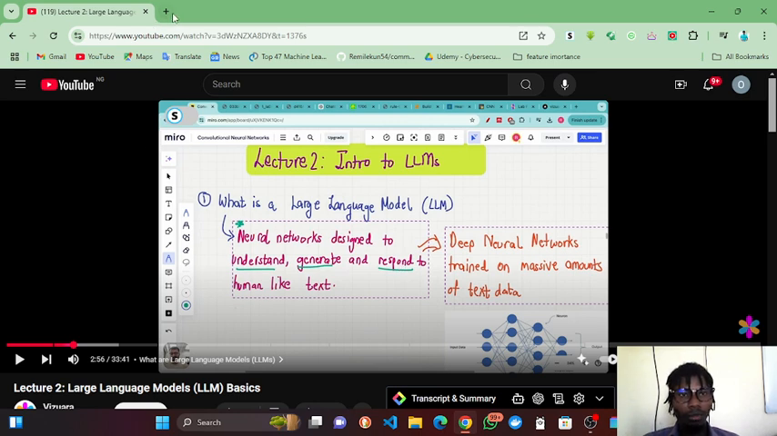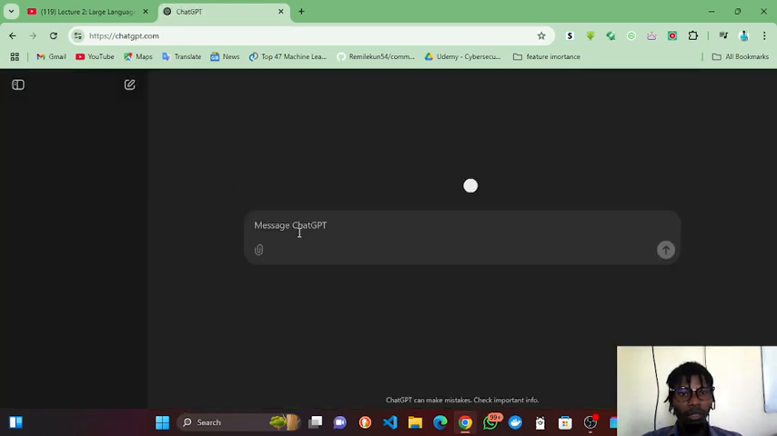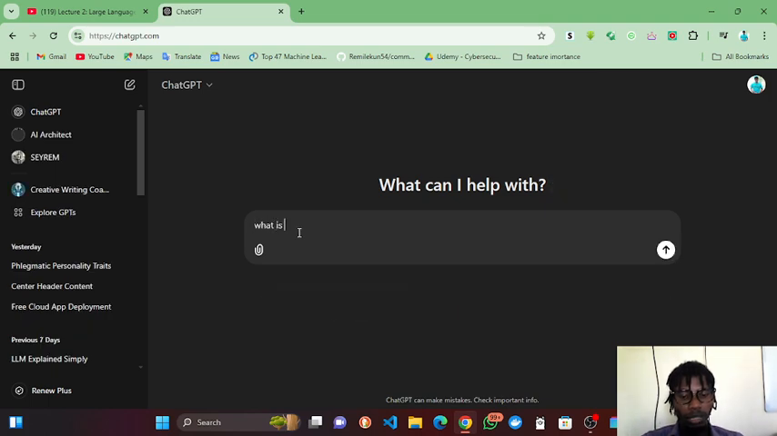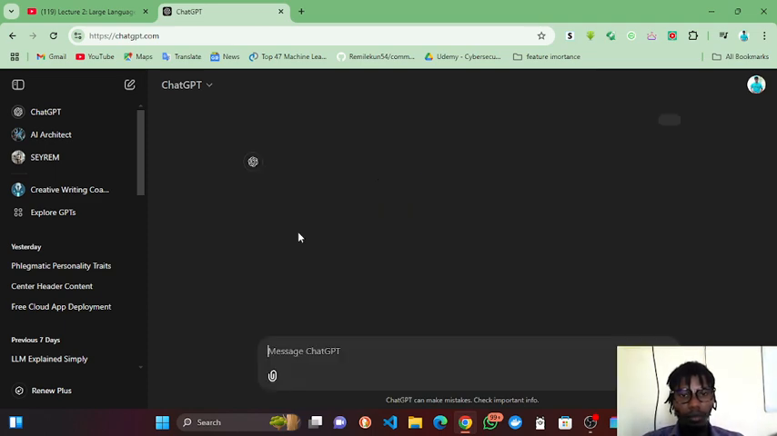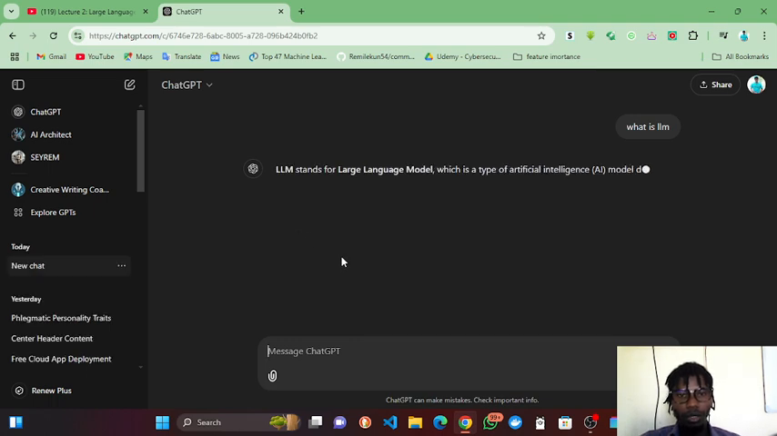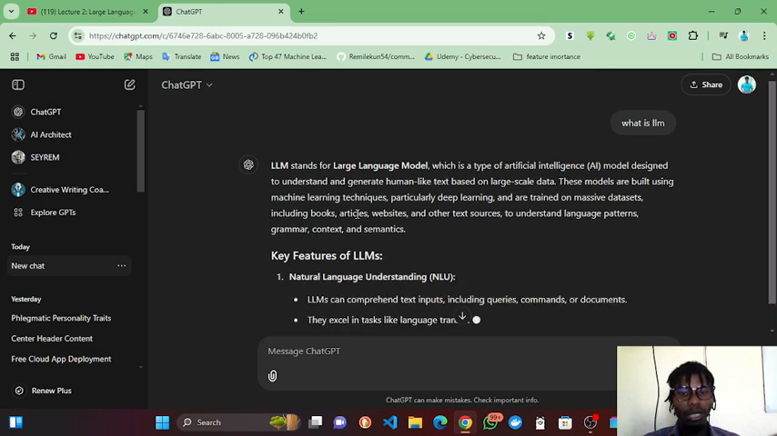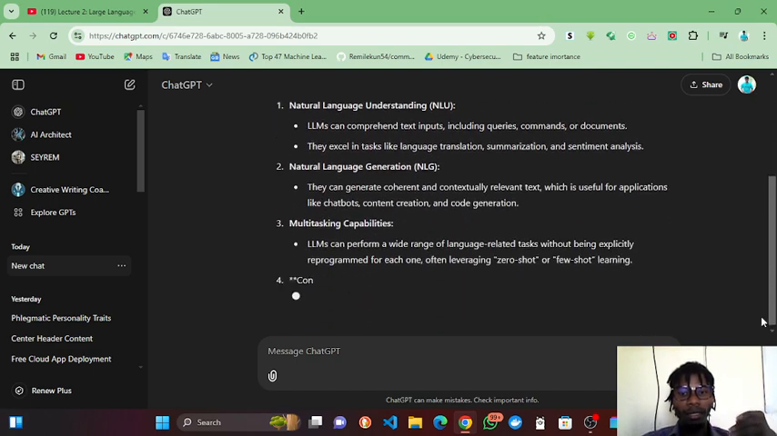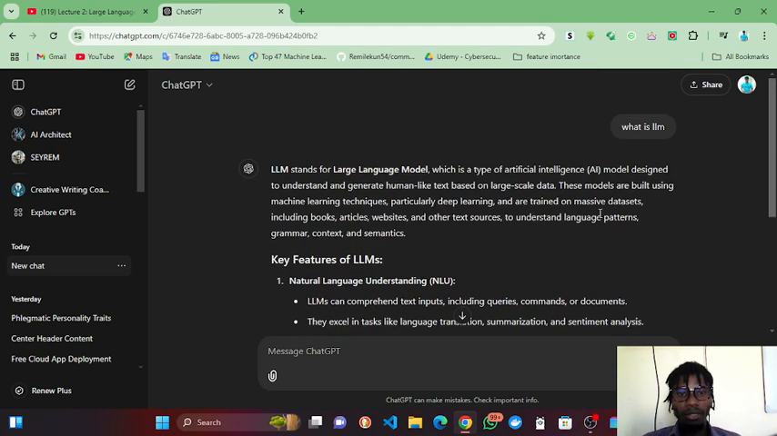But let's see what it actually means from ChatGPT. So let's see what ChatGPT will tell us. So in ChatGPT, let's ask what is LLM? Can you see how ChatGPT generates text, right? The way it generates text for you. So that is what doctor is trying to say.